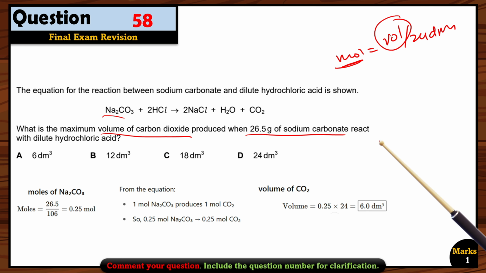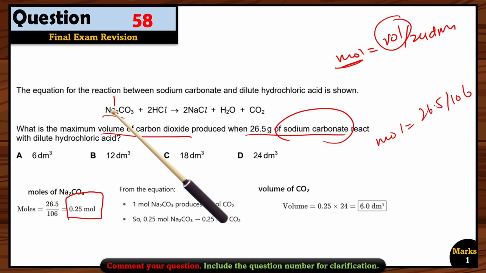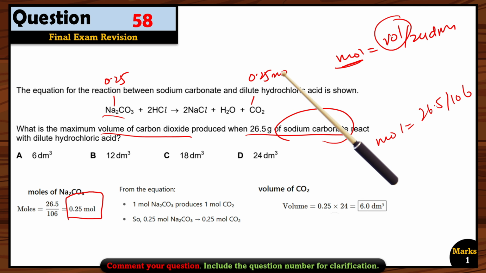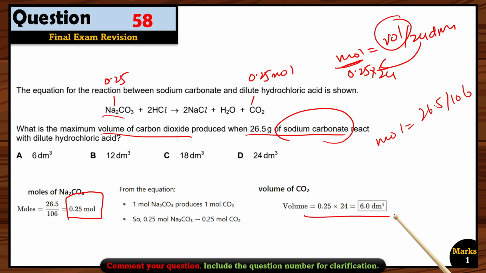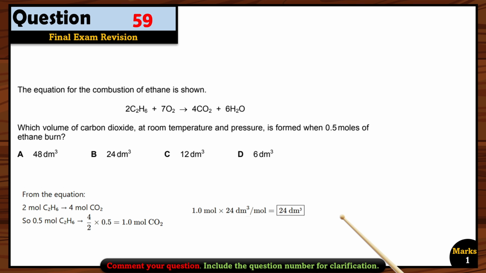Sodium carbonate. Simple. The moles of sodium carbonate, how can we find? 26.5 divided by the molar mass of sodium carbonate. And what is the molar mass of sodium carbonate? It is 106. So how many moles do you get? 0.25, right? So if 1 sodium carbonate is producing how much? 1 carbon dioxide. So 0.25 will produce how much? 0.25 moles, right? You can easily write 0.25 here, multiply with 24 and you will see your answer, 6 dm cube. Simple. That is option A. So option A is the right option. Question 59.